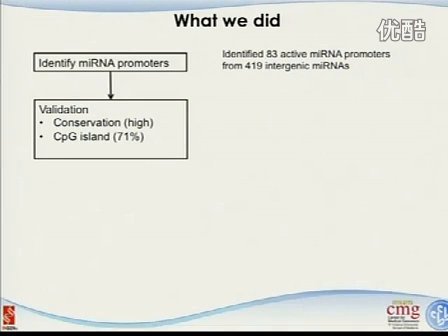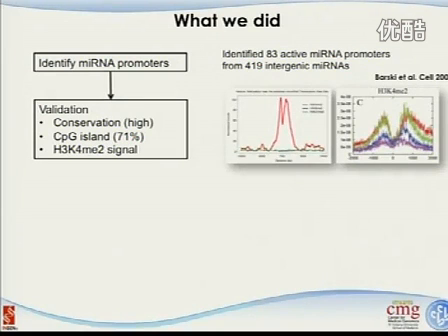The second one is we want to look for the CpG island, because we know that about 60 to 70% of promoter regions actually overlap with a CpG island, which we'll talk about in the second part of this lecture. And we found that for the regions we identified, 71% actually overlap with a CpG island. This is a good indication.